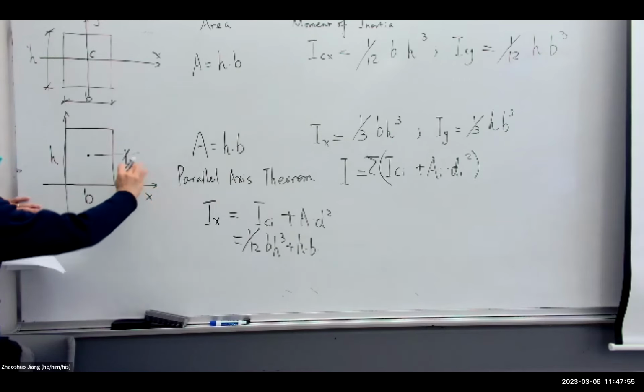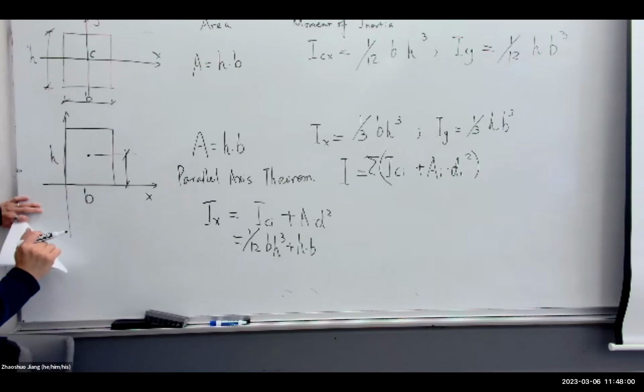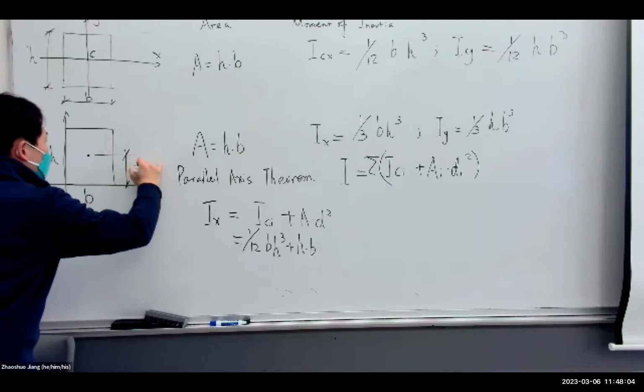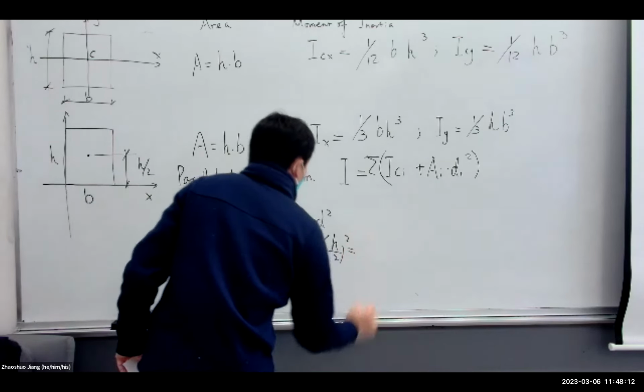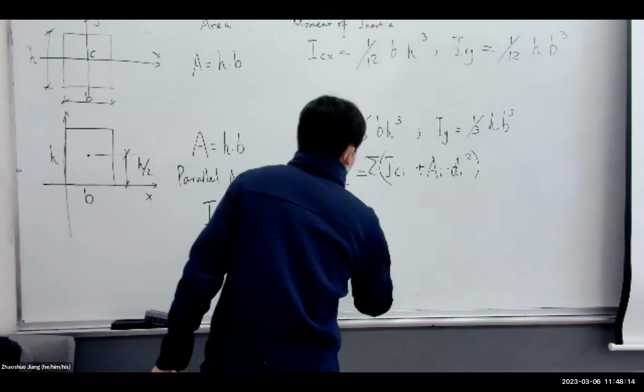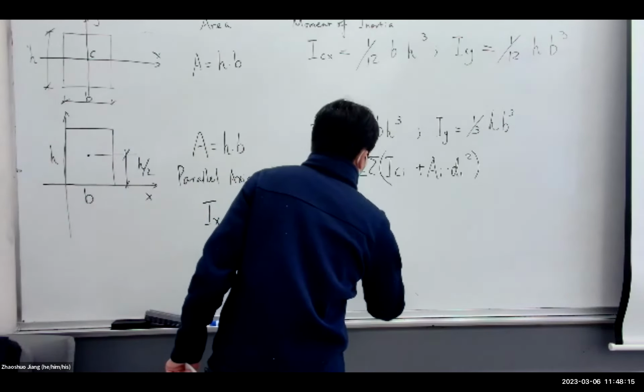And this height is equal to what? H over 2, excellent. Because the centroid is in the middle, right? That is H over 2 squared. If you calculate that out, it is 1/3 B H cubed.